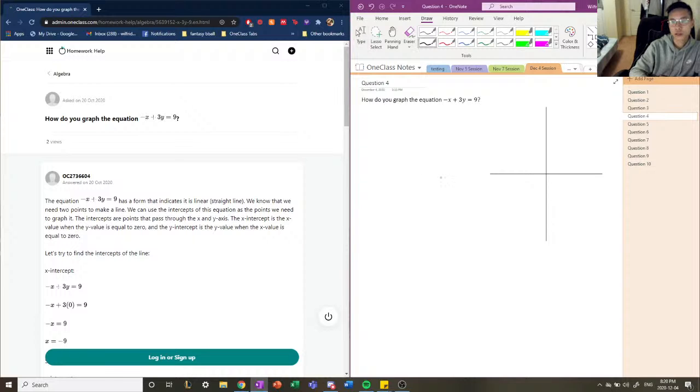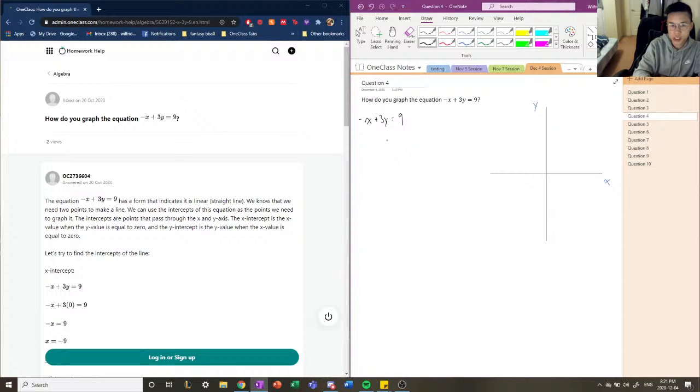Usually when you're trying to graph a line, you need 2 points of that line. So what we can do is find the x-intercept of this equation and the y-intercept of this equation. By doing so, we can plot them on our graph here, and we can find our line. Let me first label our axis here. Let's write out our equation again: negative x plus 3y equals 9. Let's just try to be simple here. We're going to find our x-intercept and our y-intercept.